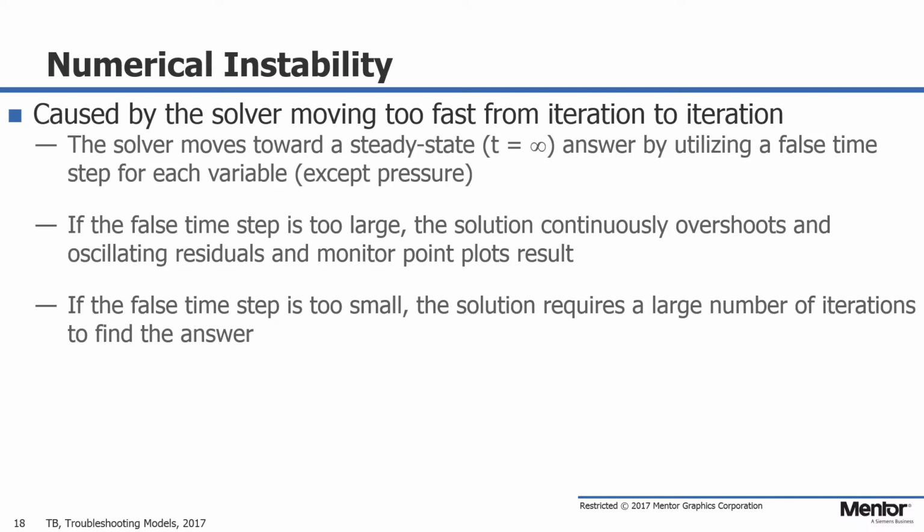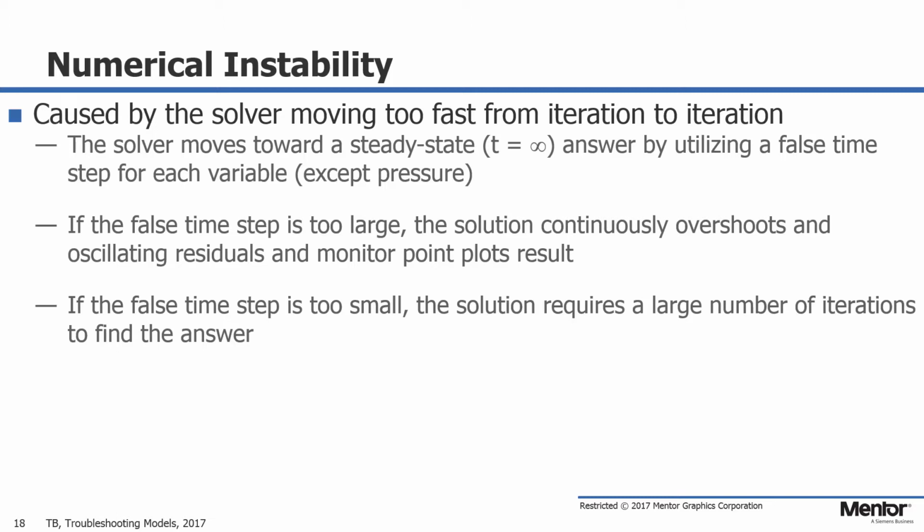In this video, we will talk about numerical instability. This is caused by the solver moving too fast from iteration to iteration. In Flotherm, the solver moves towards a steady state answer by using a false time step for each variable except for pressure. Now, if these time steps are too large, then the solution tends to be more unstable. It will overshoot and cause oscillating residuals and monitor point plot results.